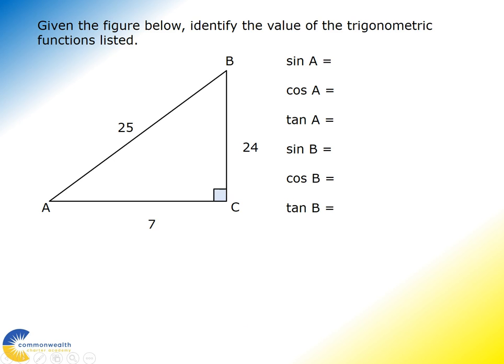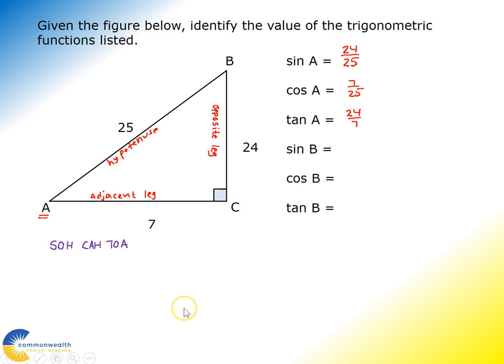So when I use the definitions of the trig functions, the sine of A, focusing my attention on A, AC is the adjacent leg, BC is the opposite leg. So when I do opposite over hypotenuse for sine, I get 24 over 25. When I do the cosine, I get 7 over 25. When I do the tangent, I do 24 over 7.